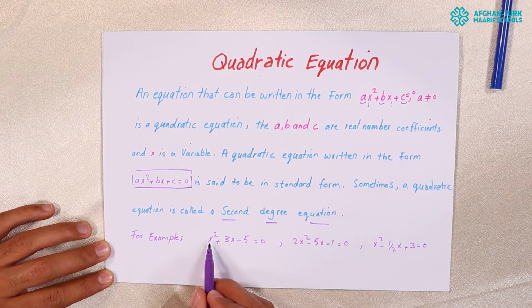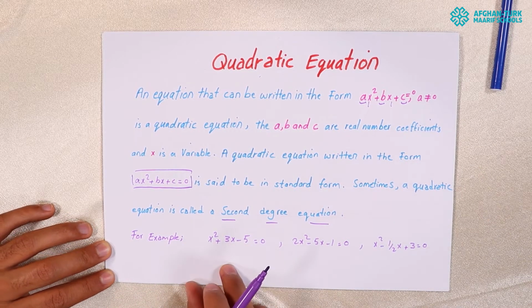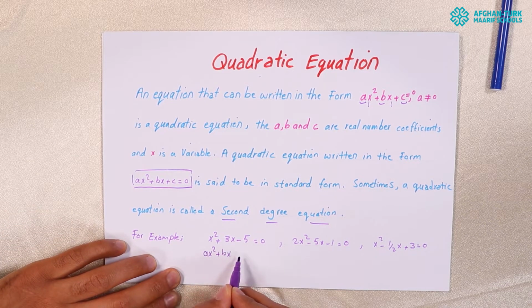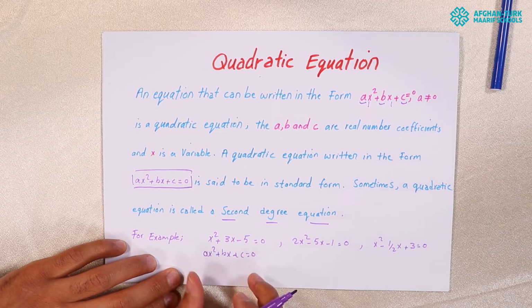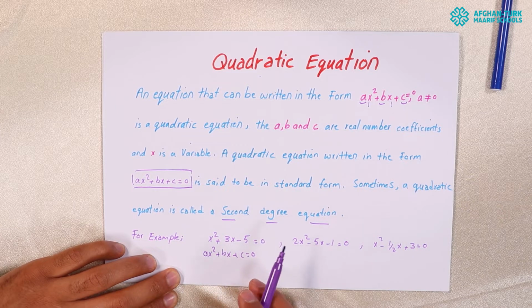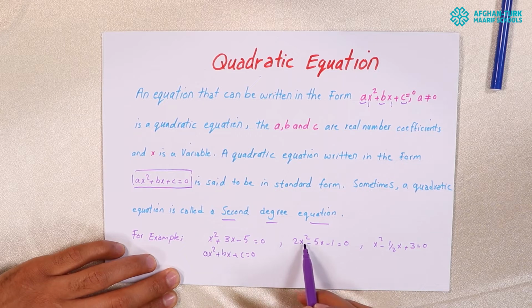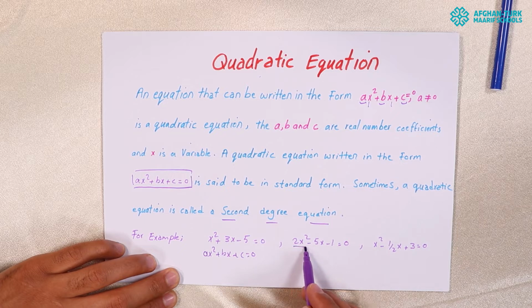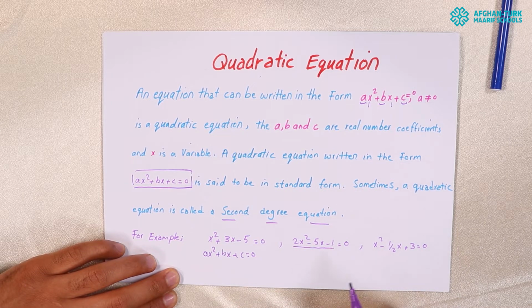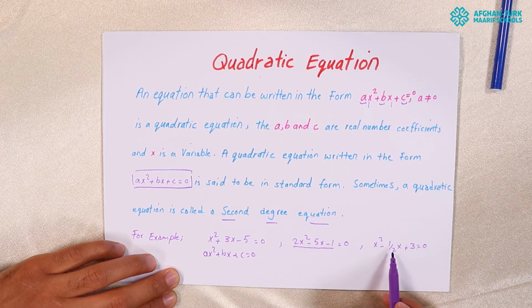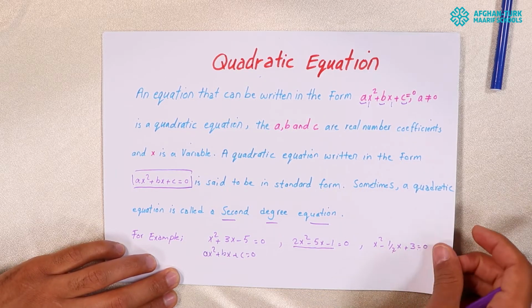For example, x squared plus 3x minus 5. Look, ax squared plus bx plus c equal to 0. This is the standard form of what? Quadratic equation. Also, x squared plus 3x minus 5 is an example of a quadratic equation. Look, 2x squared minus 5x minus 1 is equal to 0. This is also a quadratic equation. X squared minus 1 over 2 x plus 3 is equal to 0. This is also an example of a quadratic equation.